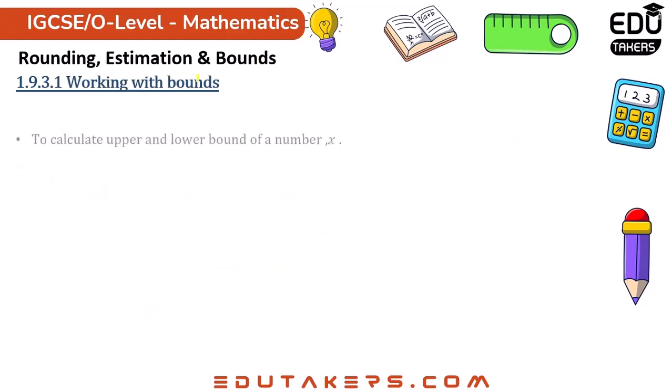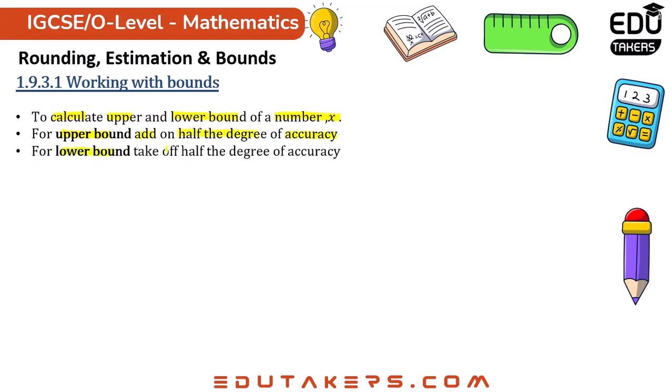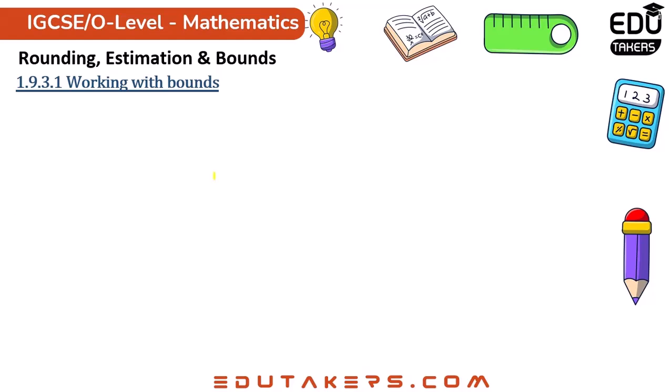Working with bounds. To calculate the upper and lower bound of a number x: for upper bound, add on half the degree of accuracy. For lower bound, take off half the degree of accuracy. Write the number as lower bound is less than or equal to x is less than upper bound.